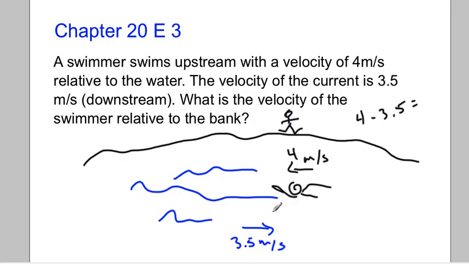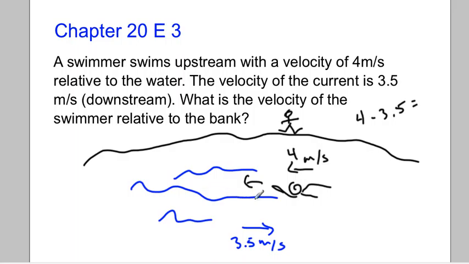And you can kind of think of it like the water's pushing against the guy, or you can think of it as the guy's in the water. He would normally be moving 3.5 meters per second to the right, but he starts swimming at 4 meters per second, so he picks up a velocity going that way.